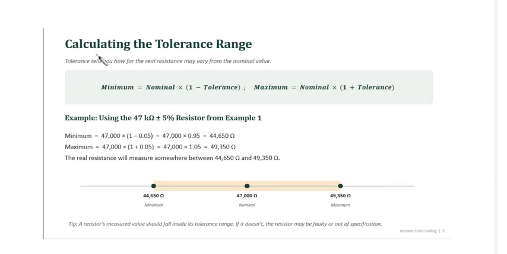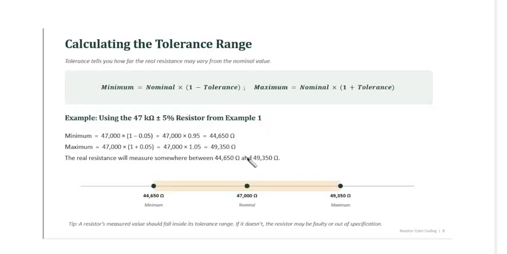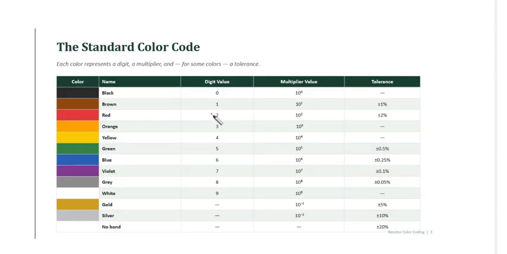Let us look at how to calculate the tolerance range of resistors. But before then, I would like to answer one of the questions I was asked in a previous lesson. That question is: why is it that some colors are not assigned tolerance values on the color band? For example, looking at the standard color code that we have here, we see that black doesn't have any tolerance value attached to it. Same thing goes for orange, for yellow, and for white.